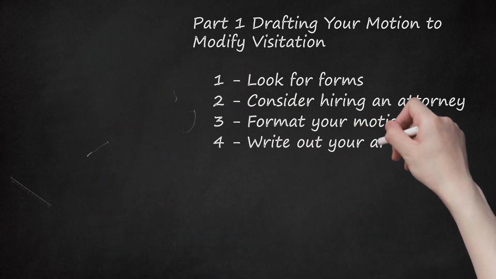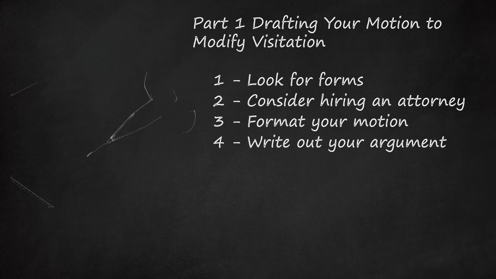4. Write out your argument. To convince the court to stop visitation rights, you must be able to convince the judge that stopping visitation rights would be in your child's best interest. Generally, it is up to you and the child's other parent to determine reasonable visitation time. If you and the other parent cannot agree, the court may order a particular visitation schedule in the child's best interest even over one parent's objections.